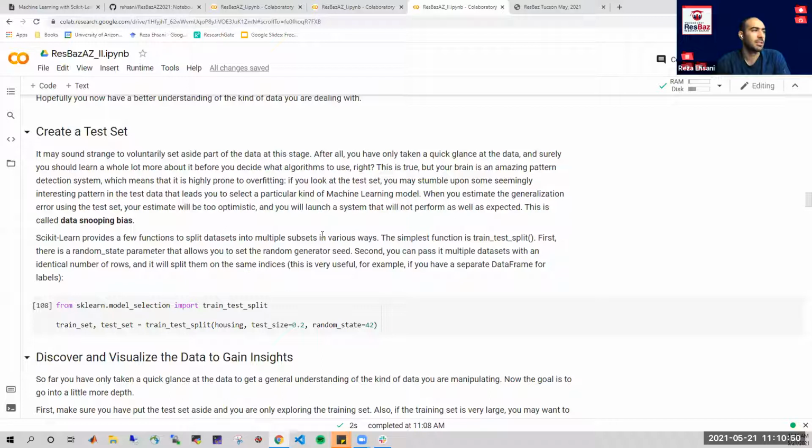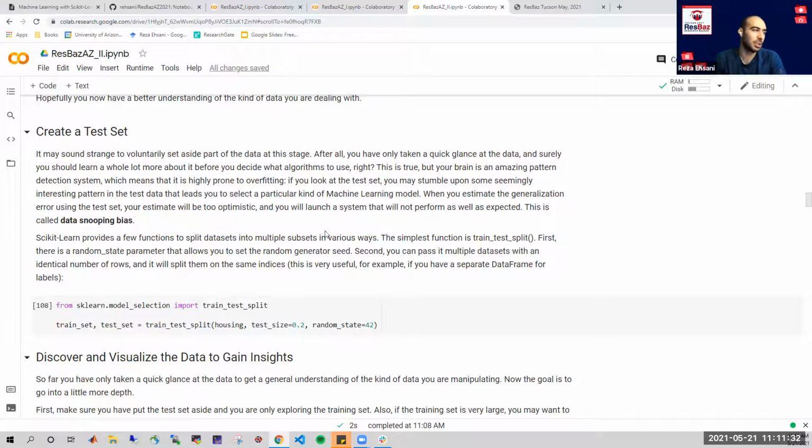It may sound strange to voluntarily set aside part of the data that we have. After all, you have only taken a quick glance at the data, and surely you should learn a whole lot more about it before you decide what algorithm to use. But our brain is an amazing pattern detection system, which means that it is highly prone to overfitting. If you look at the test set, you may stumble upon some seemingly interesting pattern that leads you to select a particular kind of machine learning model. When you estimate the generalization error using the test set, your estimate will be optimistic, and that is not what we want. This is called data snooping bias.